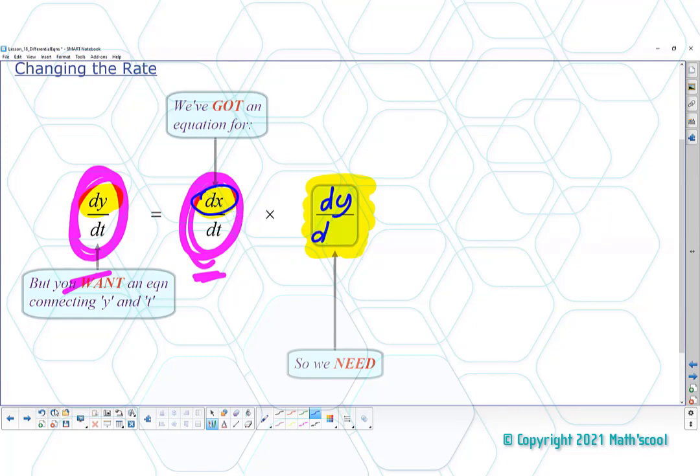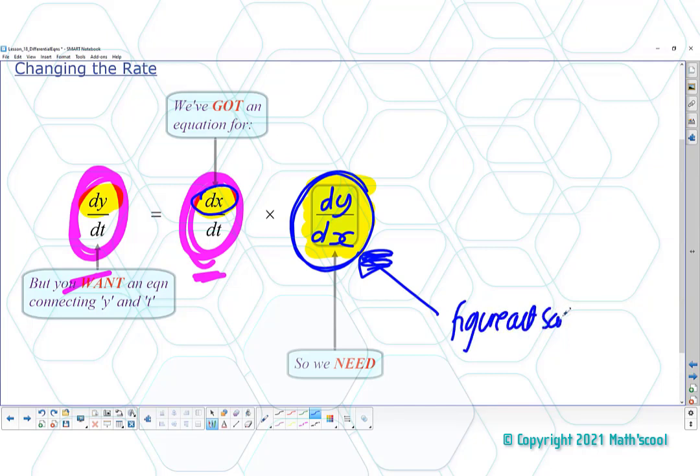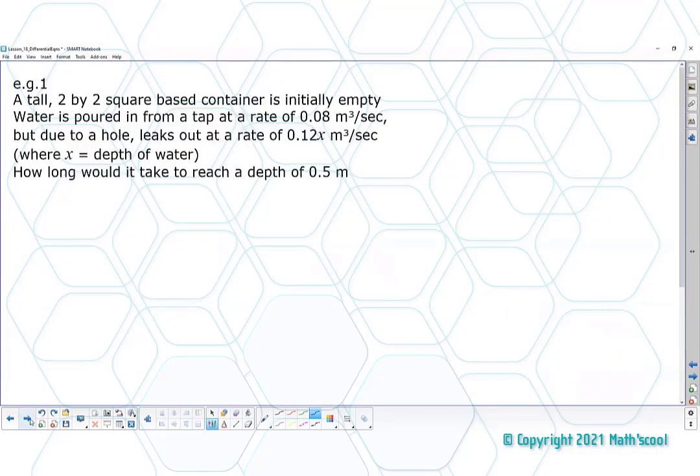So we need dy by dx. I say we need dy by dx. It's not just going to be lying around on the side of the road for us to pick up. To get dy by dx, we'll probably need to figure out some sort of equation connecting y and x. So let's have a go at the question.